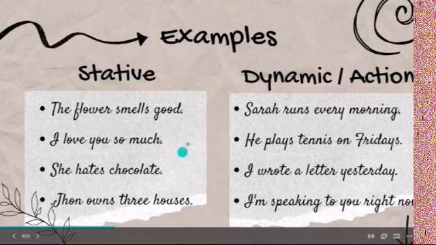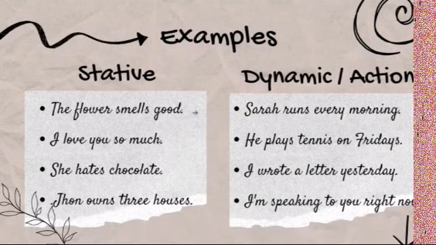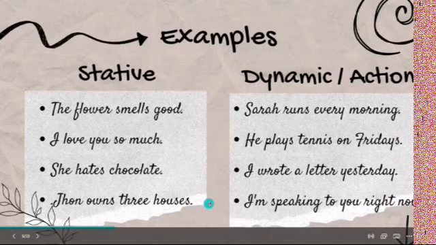The flowers smell good. The flower smells good. This is a stative verb because this is the way that the flower smells and we cannot change it. I love you so much. This is a state of feeling. She hates chocolate. John owns 3 houses.